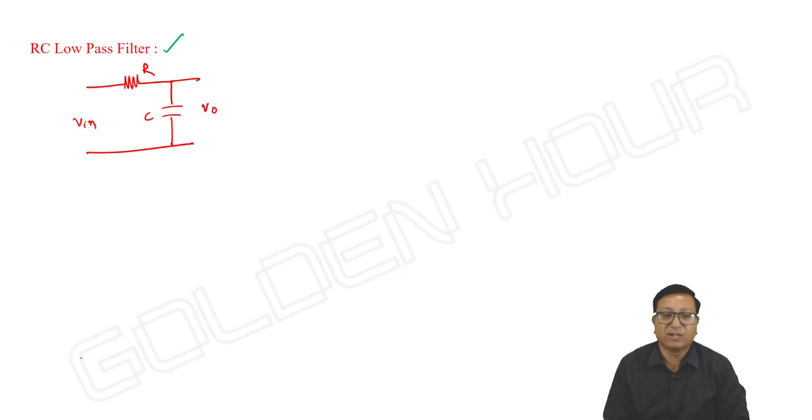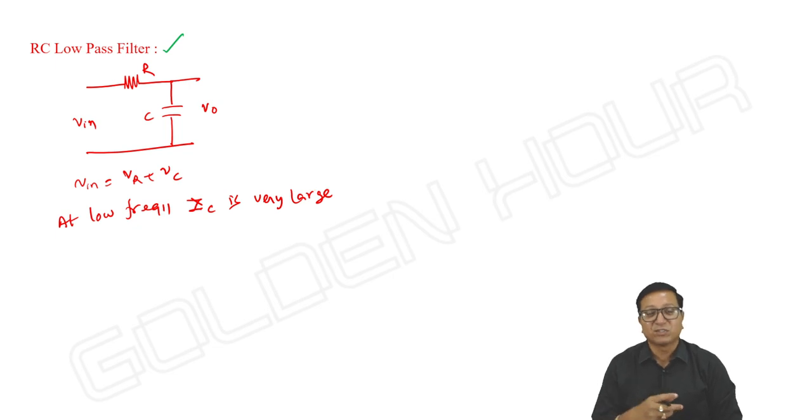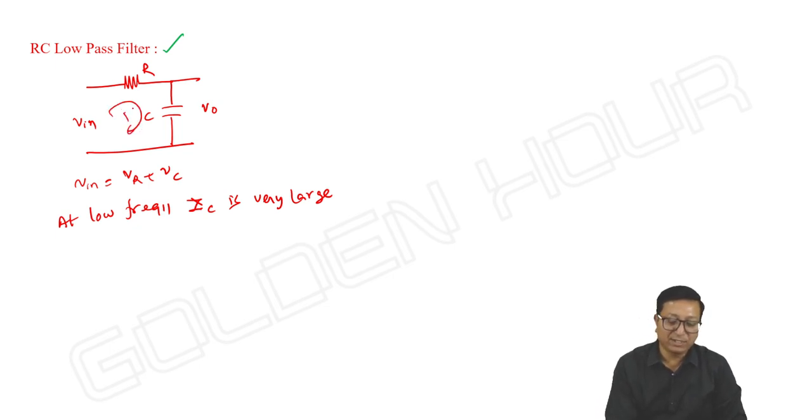Input and output. What is happening? At low frequencies, the capacitor offers high impedance. If I take this loop equation, Vin is equal to VR plus VC. At low frequencies, the impedance offered by the capacitance ZC is very large. Impedance is large means even for a DC, the capacitor acts as an open circuit so that the entire input can be seen across the capacitor. The current in the circuit will be zero. Once the capacitor is open, the current will be zero and there is no voltage across the resistor.